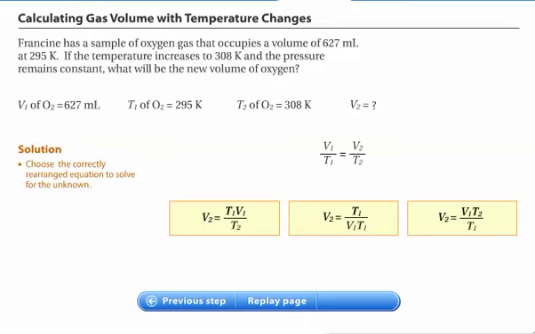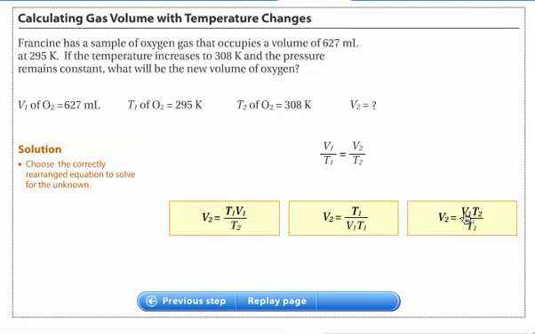Now we need to rearrange the equation so that we can solve for V2. That means we want to get V2 by itself, which means I'm going to have to multiply both sides by T2. By doing that, the T2 will cancel out on the right-hand side. That's going to give me V1 T2 over T1.